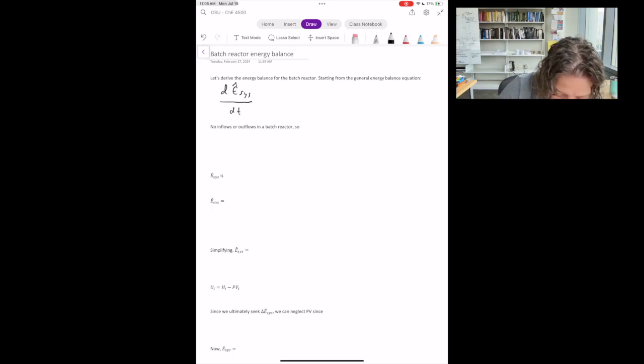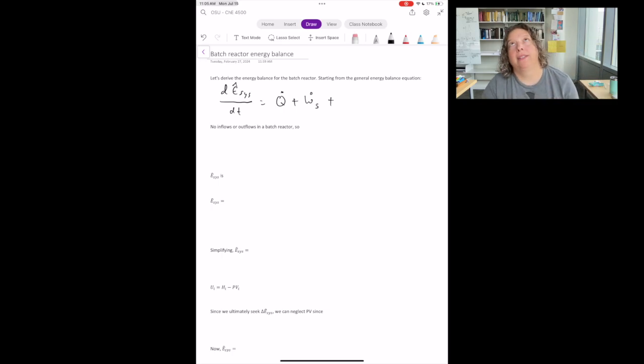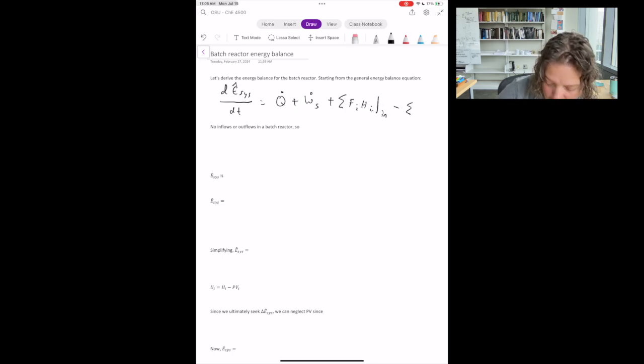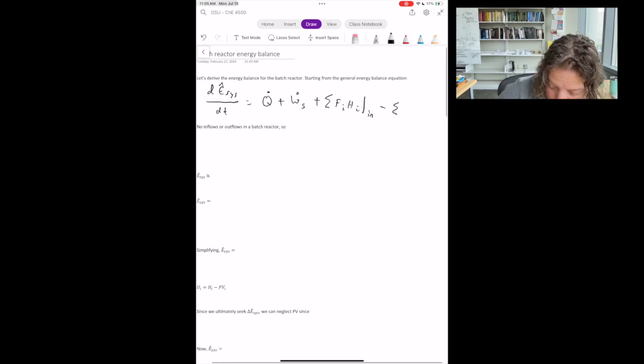We've said that that is going to be equal to the heat that's added or subtracted to the system, plus the work that's added or subtracted, and then plus the energy coming in and out of the system via flow. So we're going to have flow coming in and flow coming out, and this is again the general energy balance.